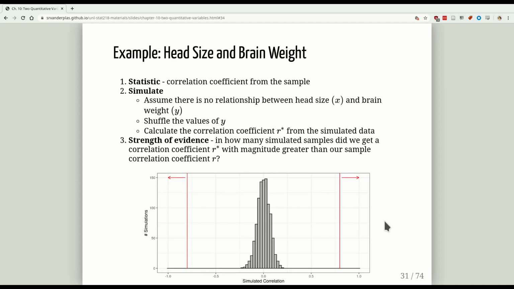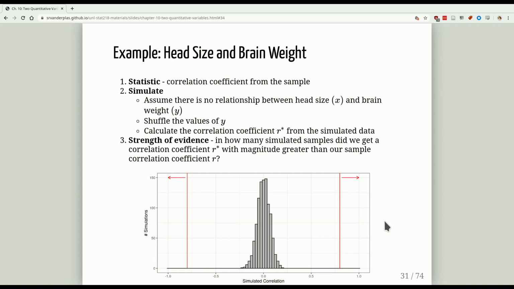If we use our 3 S's strategy, our statistic is the correlation coefficient. Our simulation is that we assume that there's no relationship between head size and brain weight. We shuffle the values of y, so we shuffle the brain weights. And for each shuffled set of values, we calculate the correlation coefficient from the simulated data. And then we look at the distribution of all of those simulated correlation coefficients, and we compare that distribution to what we observed, our statistic, from our sample.